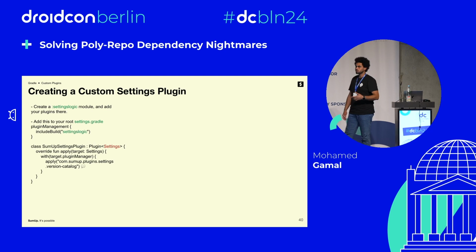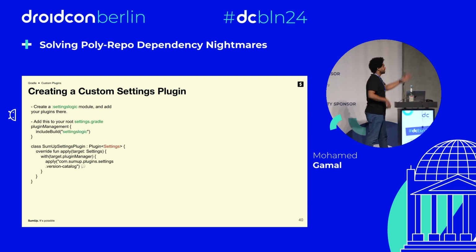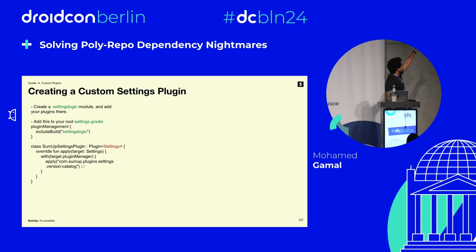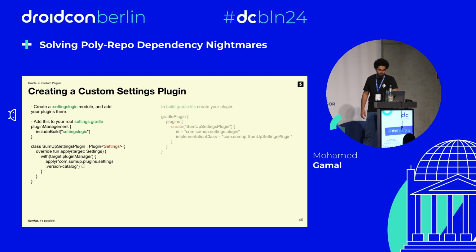Instead of project, it's settings project. And you can do whatever you want. For example, here is a hint, apply com.sumup.plugins.settings.version catalog. For example, we created a plugin that publishes the version catalog, and we are gonna just apply it in this plugin, custom plugin.